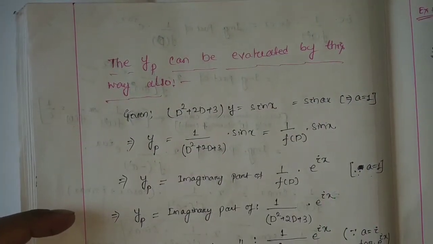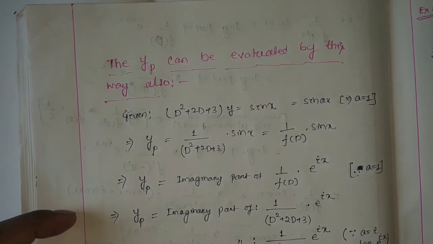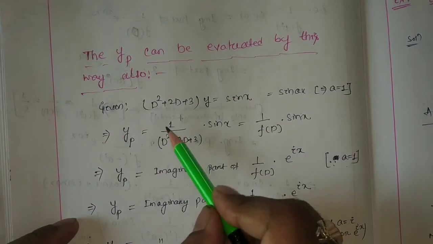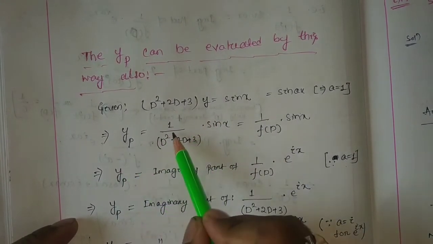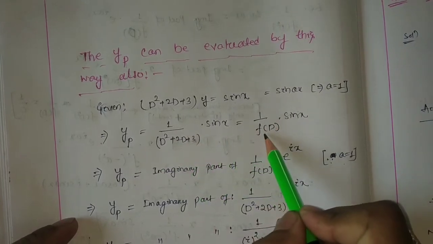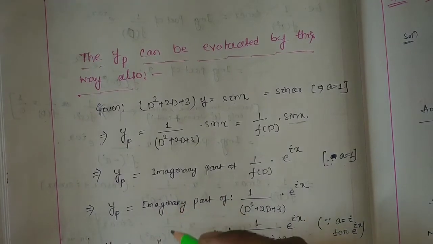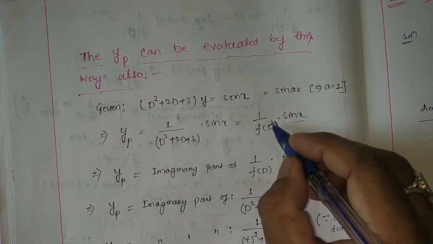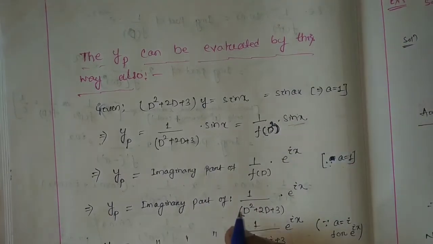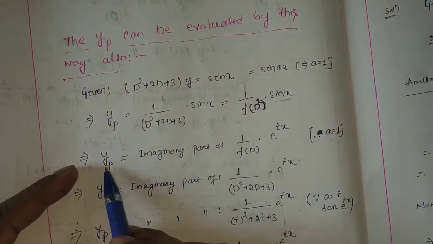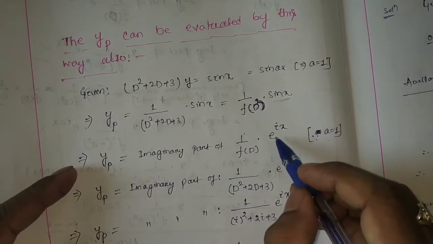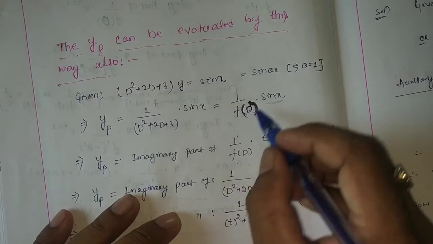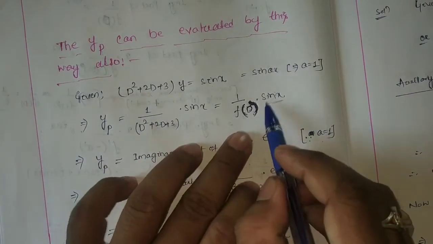That means we are going to consider the imaginary part of e to the power ax. Here I am considering yp only. See, (D square plus 2D plus 3) y equal to sin x. So yp is nothing but 1 by (D square plus 2D plus 3) sin x, or 1 by f of D sin x. Now f of D, or you can write f of D square, no problem, because sin x is there. But this can be written as yp equal to the imaginary part of 1 by f of D e to the power ix. So it is better not to be confused: you just write 1 by f of D, which is written as f of D sin x.